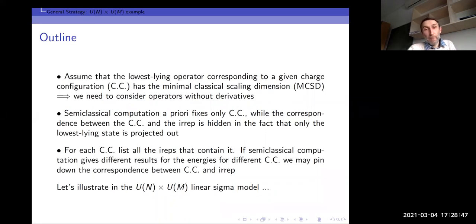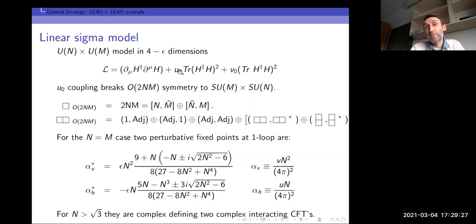The logic is very simple. For a given global symmetry, we start by writing all possible charge configurations and computing semiclassically the energies for all of them. Then if you're lucky and you find different energies for different charge configurations, and you assume that you are talking about operators with the minimal classical scaling dimension I mentioned, you have a chance to disentangle which charge configuration corresponds to which irreducible representation. This strategy we carried out in the U(N) times U(M) linear sigma model.